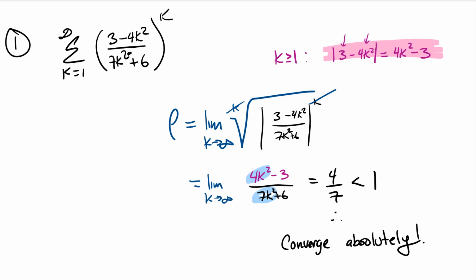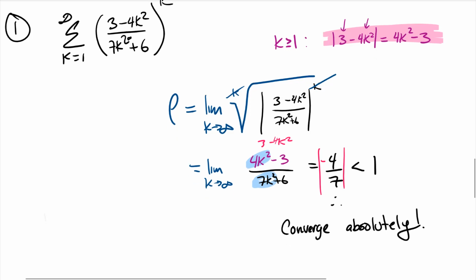Now, a little trick. Let's say you forgot to do this, and you did your work with 3 minus 4k squared, and you found out you had negative 4 over 7. Just take the absolute value of it and see that it's less than 1. That's another way of doing it. So if you don't really see it, you're like, oh, I got a negative, but I know everything needs to be positive, you'll be good.